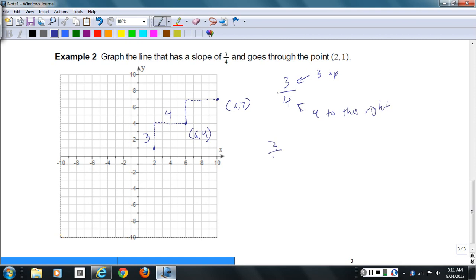You could also write 3/4 a lot of different ways, but just two probably most useful ways for us here. Negative 3 over negative 4. In that case, the negative 3 means what? Down 3. And the negative 4 means 4 to the left. So from any one of these points, if we go down 3 and 4 to the left, that too would land us on the line.